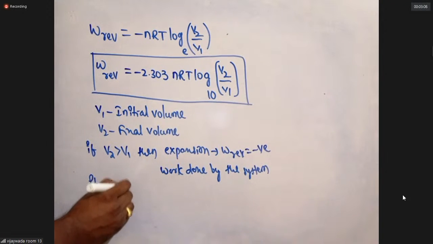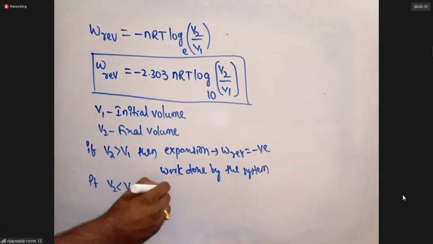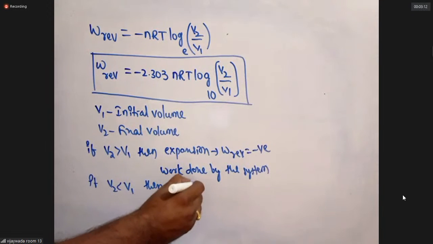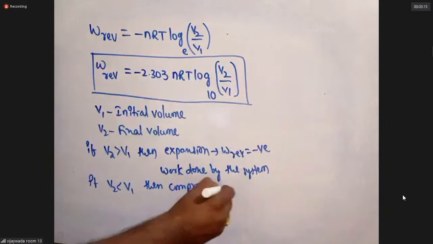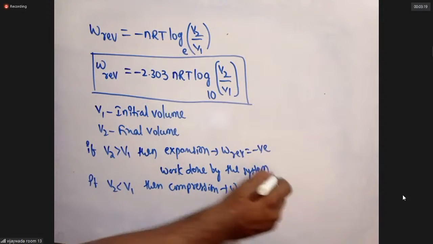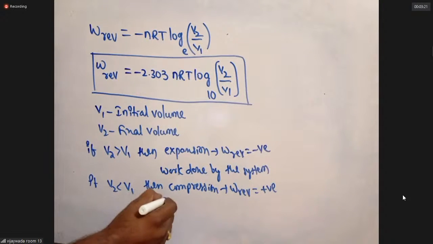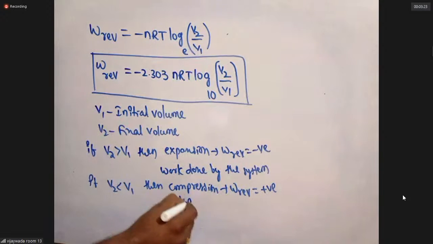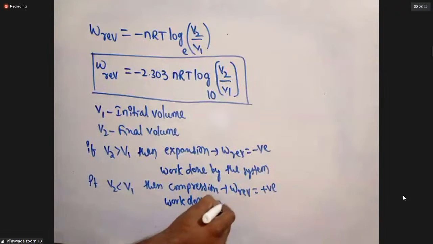If V2 is less than V1, then it is compression. The reversible work done is a positive value, which means work is done on the system.